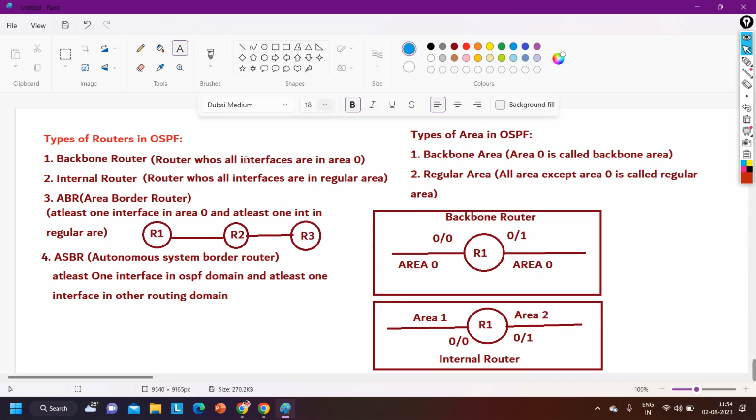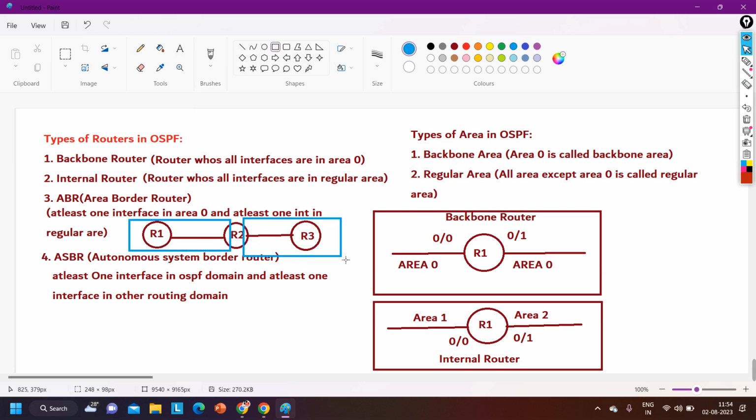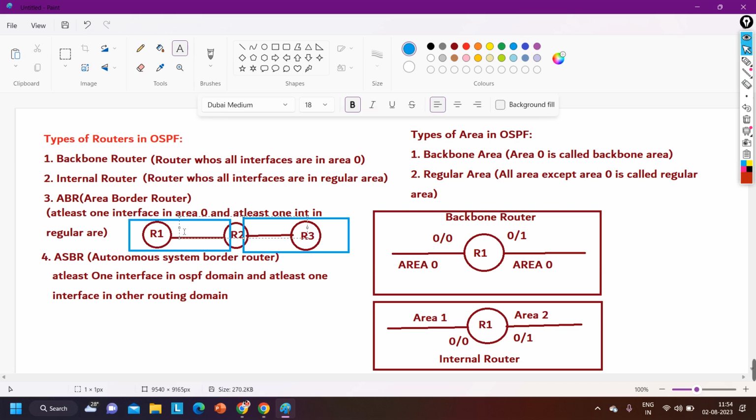Guys, let's say here I have configured OSPF area 0. This is OSPF area 0 domain and this is OSPF area 1 domain. Area 0 and area 1. So see, router 1, all interfaces belong to area 0, so router 1 is my backbone router. Router 3, all interfaces belong to area 1, so router 3 is internal router.